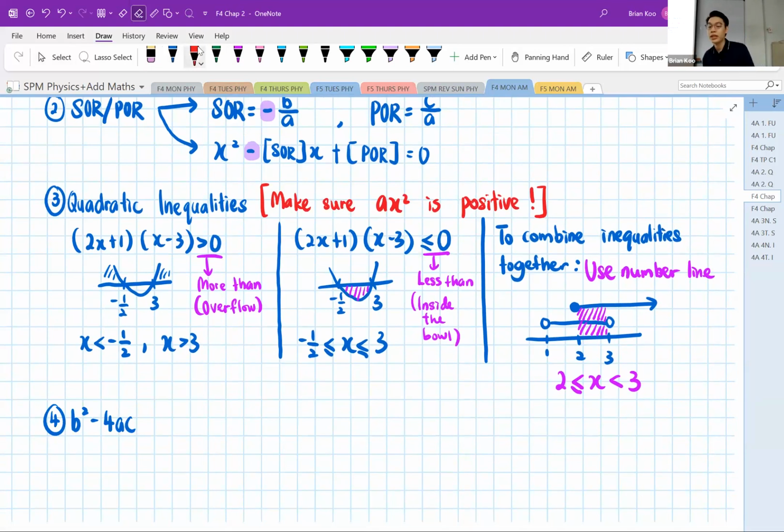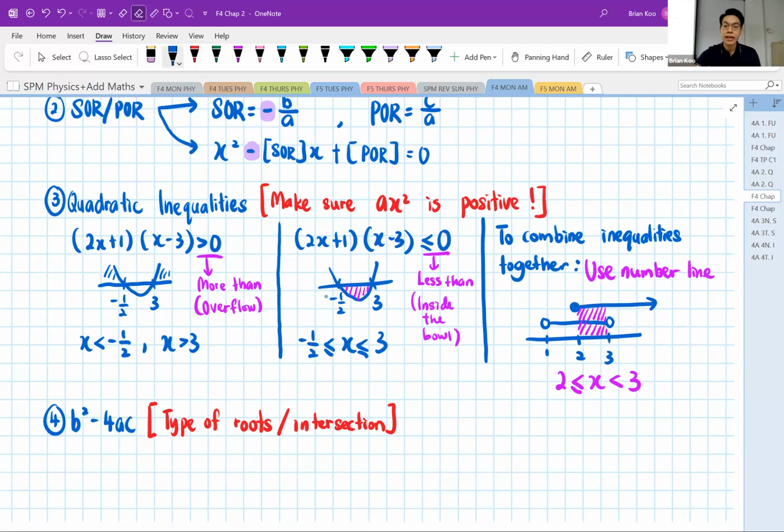I don't simply use b squared minus 4ac. I use it only when the question talks about very specific things. For example, type of roots, or maybe they talk about the type of intersection. So we will always say, is it cut 1 place or is it cut 2 places or never cut the graph, that kind of thing.